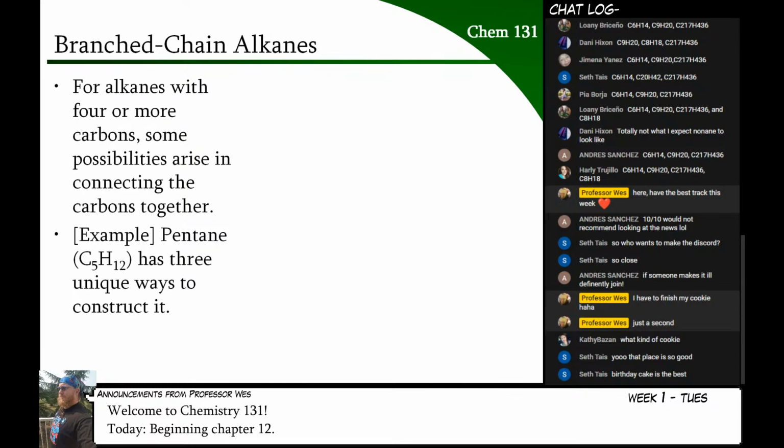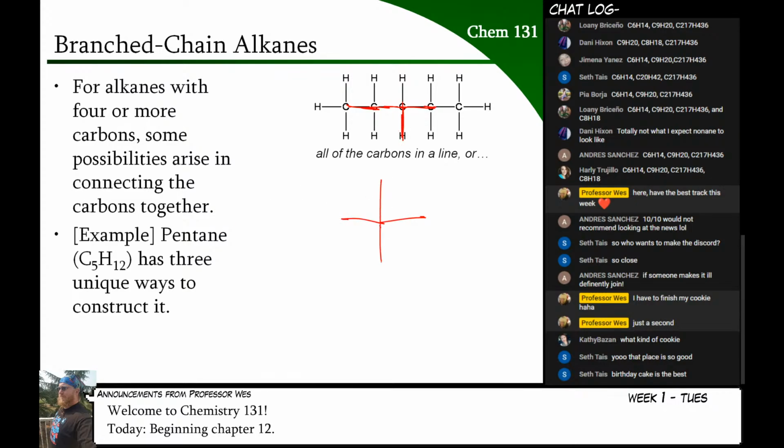Let's look at some examples with pentane. So pentane has the formula shown here, C5H12. There are 3 different ways to make pentane. They all have the same formula. Here's all of my carbons in a line. That's the simplest way, but there's only one way to do that. And then there are 2 unique ways to do this. I can go 1, 2, 3, 4, 5 like that, or I can go 1, 2, 3, 4, 5 like that.